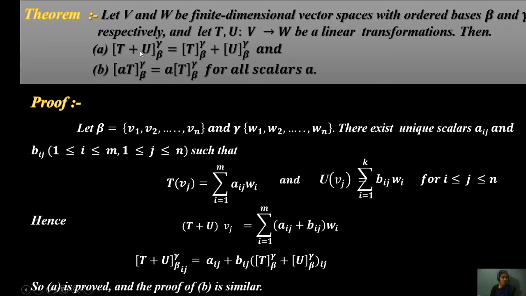(T + U)(vj) equals the same as (T + U) generated to the part wi, which is a common in both of these conditions, that is the summation over i equals 1 to m of (aij + bij) wi, considering. When we use β and γ to the position, then as shown, the value of aij plus bij is considered to the value for both of these conditions to ij. Okay, this is the proof of the first part of this position.